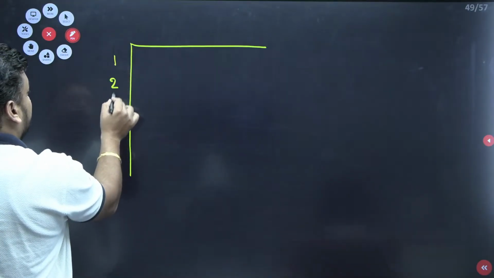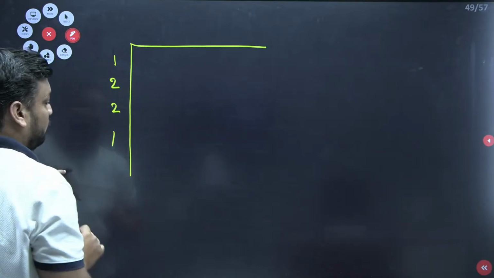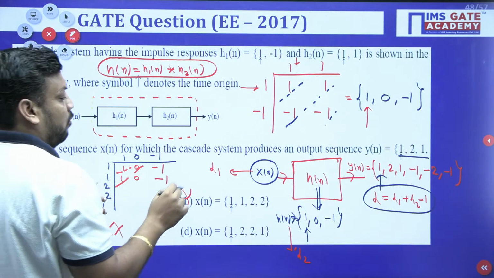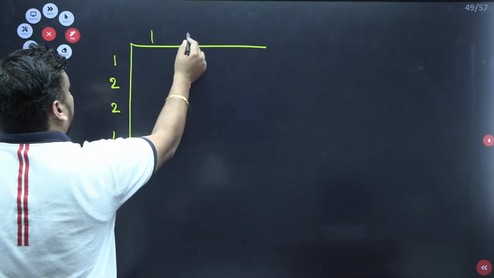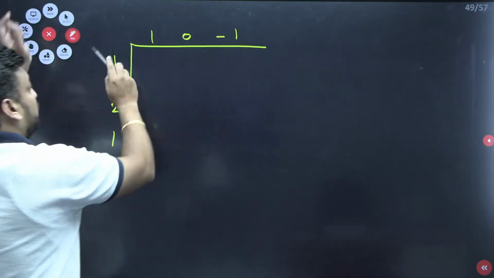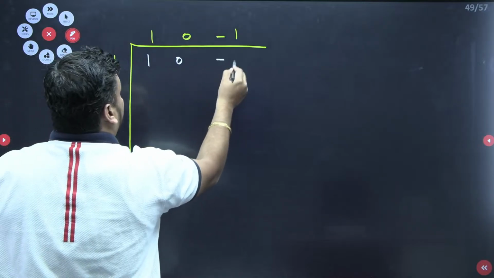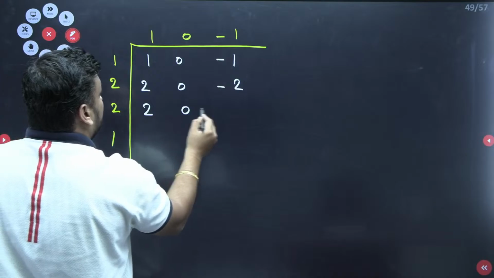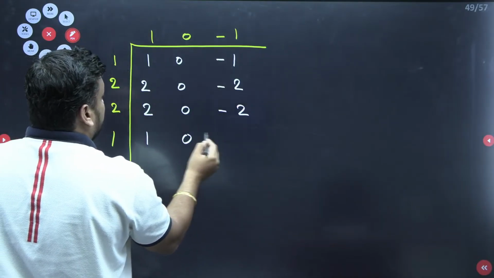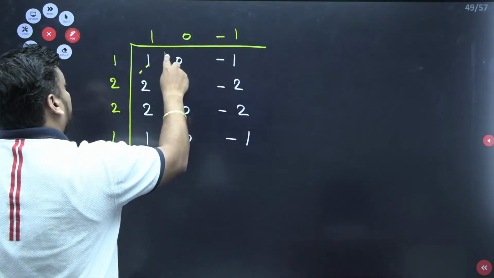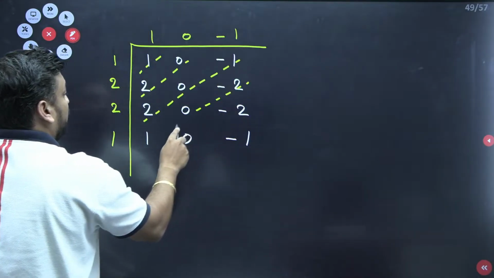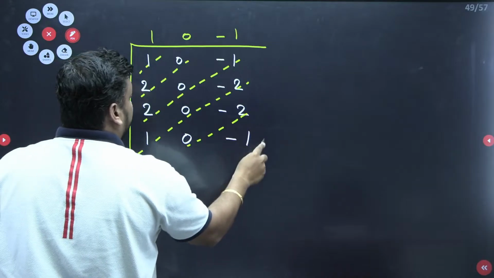Because we are in the learning stage, I am just proving here: 1, 2, 2, 1, 1, 2, 2, 1, 1, 2, 2, 1, and 1, 0, minus 1, 1, 0, minus 1. So guys, when you multiply, you will get 1, 0, minus 1, then 2, 0, minus 2, then again 2, 0, minus 2, then 1, 0, minus 1. So now you have to add diagonally.